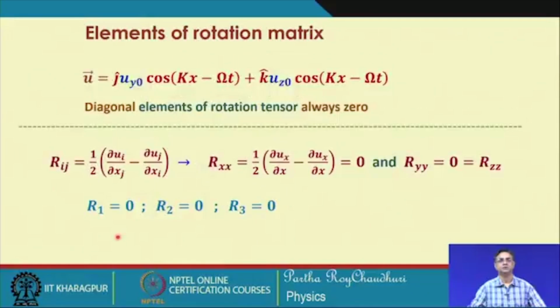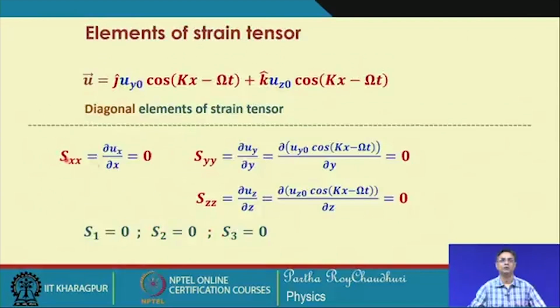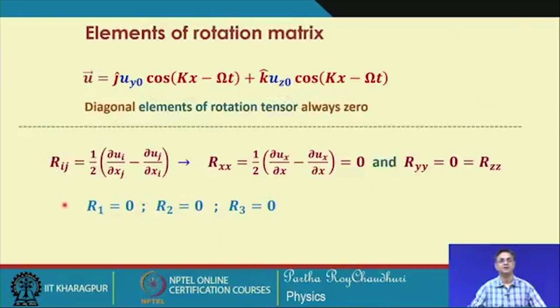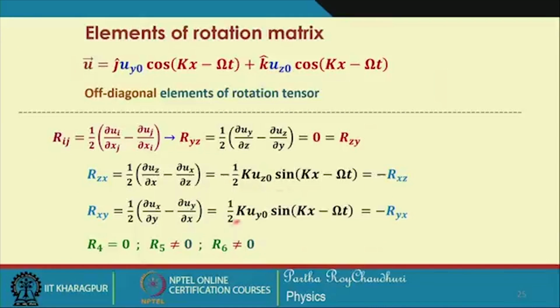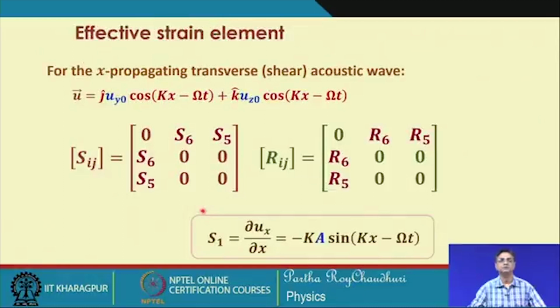So, we can see that all the diagonal elements are 0. For the case of the strain matrix, all the diagonal elements are again 0, but only S 5 and S 6 are non-zero, and in the same way for the rotation matrix also R 5 and R 6 are non-zero.